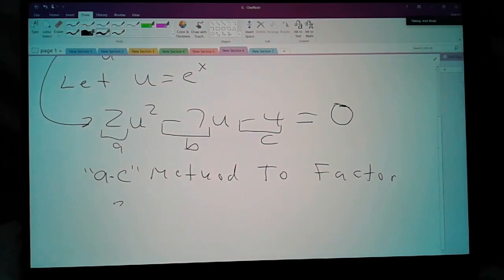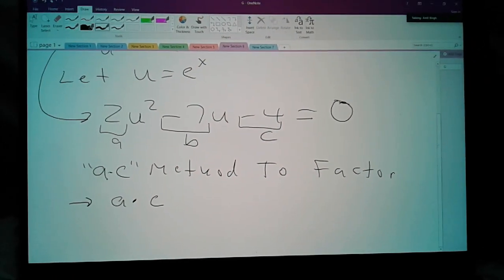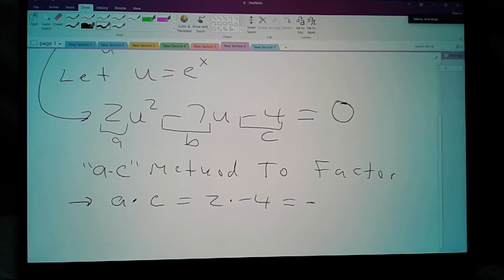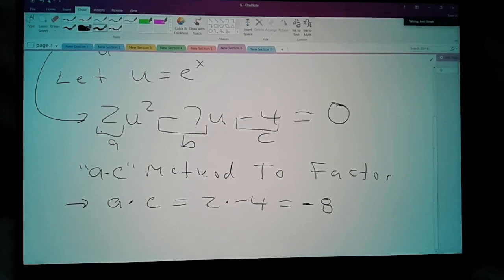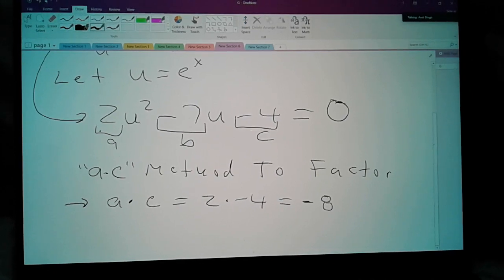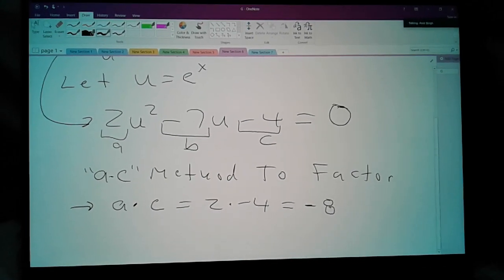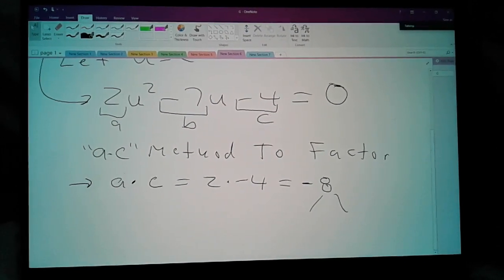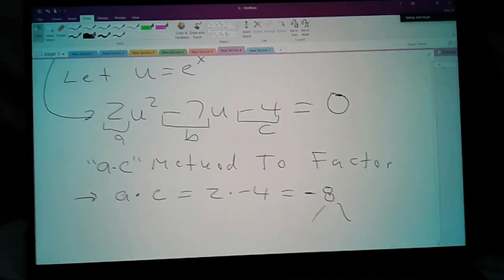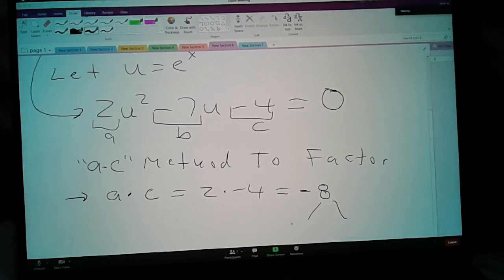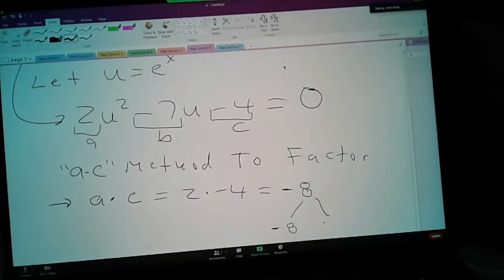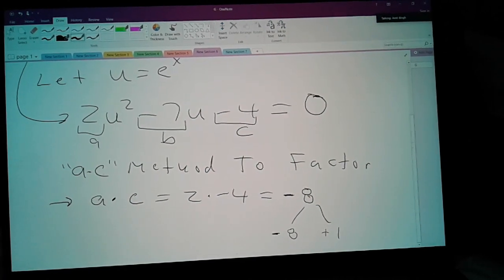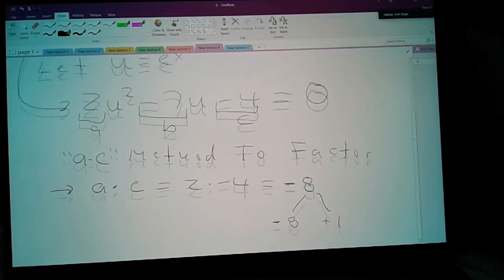We take the A value and we multiply by C. So A times C would be 2 times negative 4, which is negative 8. So I multiply my A and my C coefficients together. What I have to do next is figure out 2 factors of negative 8 that add up to my B term. So what are they going to be? 2 factors of negative 8 that add up to negative 7. How about negative 8 and positive 1? Negative 8 times positive 1 is negative 8. Negative 8 plus 1 is negative 7.